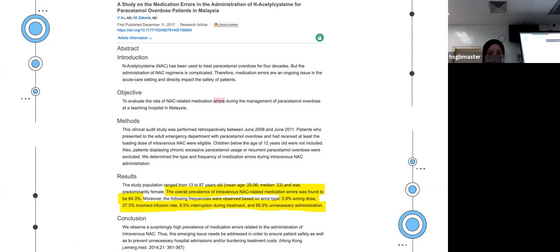Of those errors, 5.9% were of the wrong dose, 37.3% were of the incorrect infusion rate, 8.5% experienced interruption between the 3 bags, and 66.5% were due to unnecessary administration. So this shows that there is a very high prevalence of medication errors in the administration of intravenous NAC. Further studies need to be done so that we can prevent unnecessarily burdening the treatment cost and unnecessarily administering NAC, as well as prevent unnecessary hospital admissions.